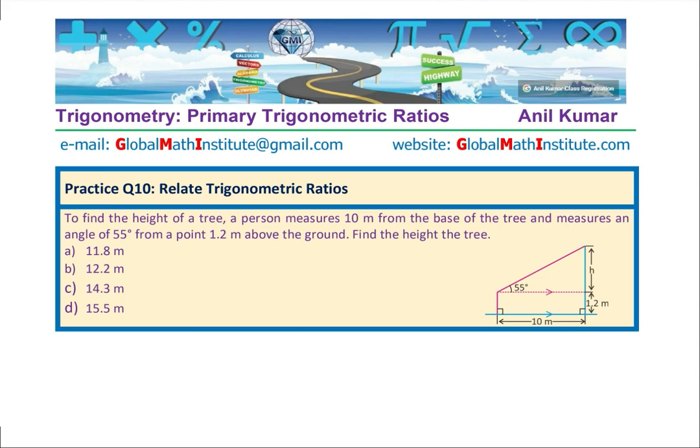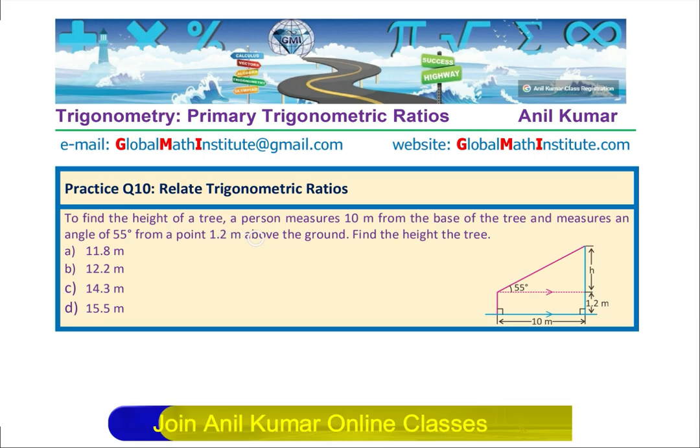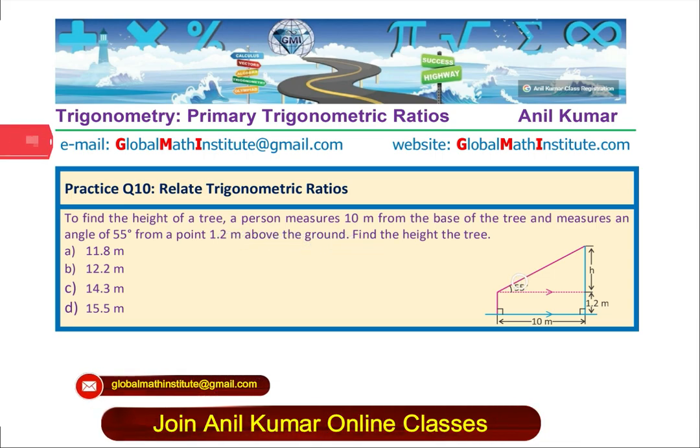Now here is question number 10, which says, to find the height of a tree, a person measures 10 meters from the base of the tree. So that is the distance, 10 meters. And measures an angle of 55 degrees from a point 1.2 meters above the ground. So 55 degrees, 1.2 meters above the ground. Find the height of the tree. Can you please pause and answer this question?